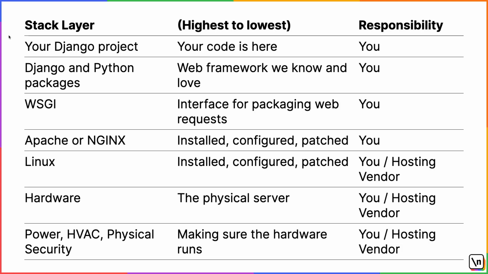Underneath that is Apache or Nginx, some sort of web server software that you have to install, configure, and patch. And then there's the underlying operating system, Linux in this case. It could be Windows, but you also have to install, configure, and patch, as well as get licenses for that, if applicable. Underneath that is some sort of hardware, the physical server that the operating system runs upon. You have to maintain that, or your hosting provider has to maintain that. And then finally, you have to feed the hardware with power, HVAC, or heat, ventilation, air conditioning, and physical security so no one tampers with your physical servers. You or your hosting vendor have to deal with that.